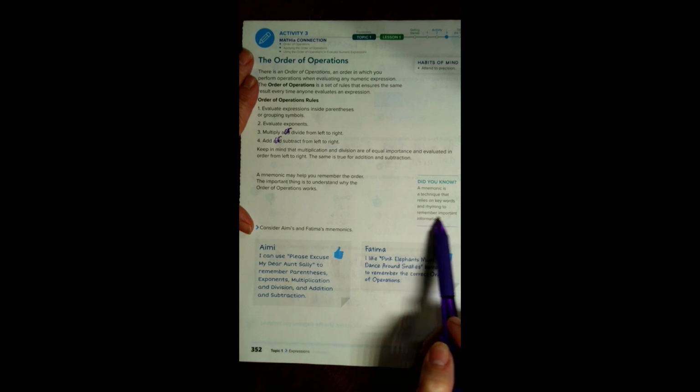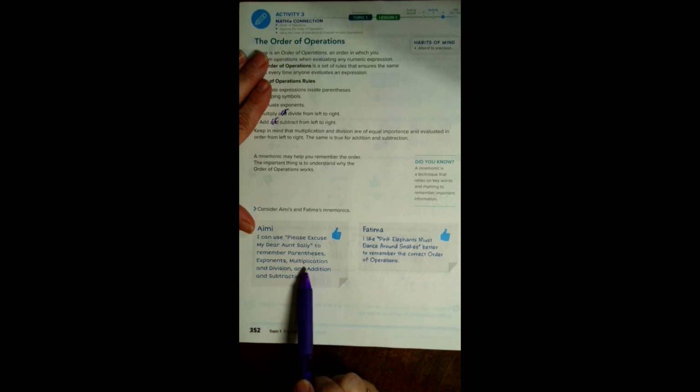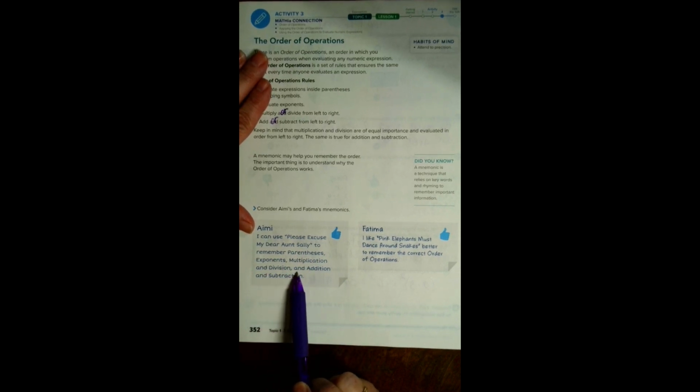A mnemonic may help you remember the order. The important thing is to understand why the order of operations works. A mnemonic is a technique that relies on keywords and rhyming to remember important information. So it says, consider Amy's and Fatima's mnemonics. Amy says, I can use please excuse my dear Aunt Sally to remember parentheses, exponents, multiplication and division, and addition and subtraction. Fatima says she likes pink elephants must dance around snakes better to remember the correct order of operations.